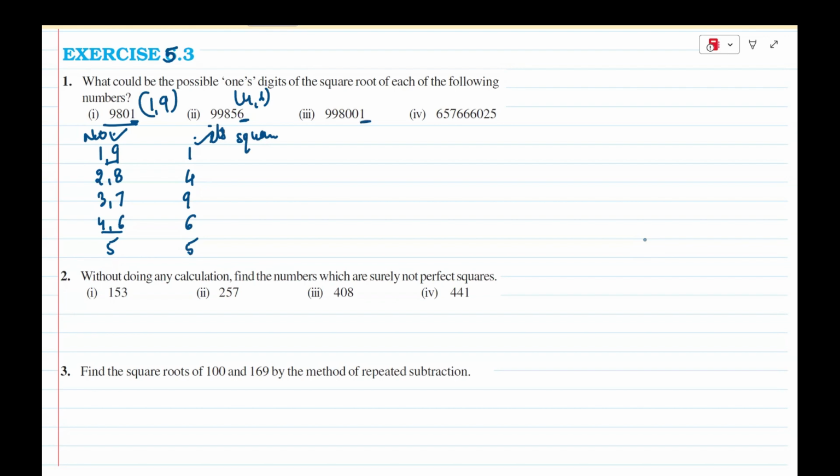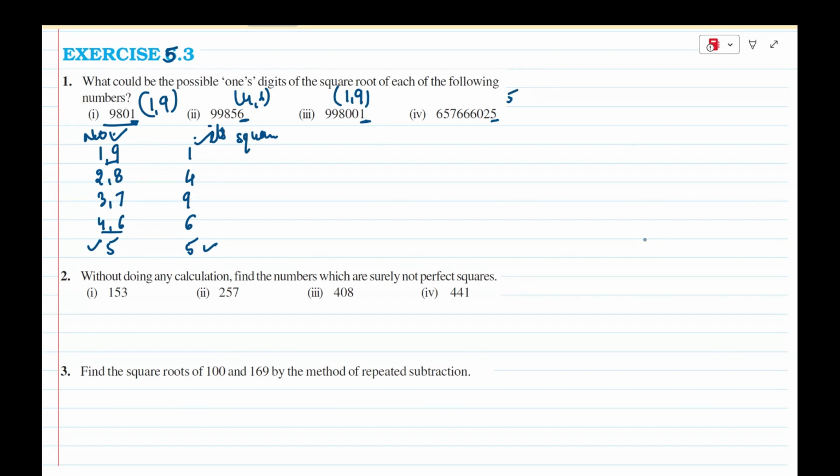Again here, the end digit is 1. So the square root will contain either 1 or 9. If the end digit is 5, the square root will also end with 5. Because if the ones digit is 5, the square root will contain only 5. So for sure, it is 5.